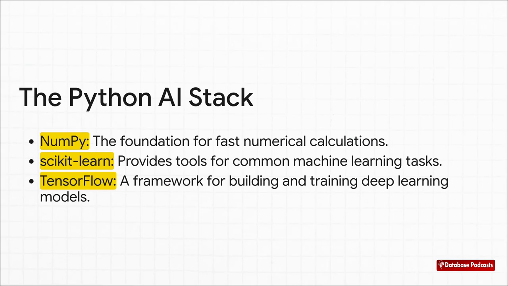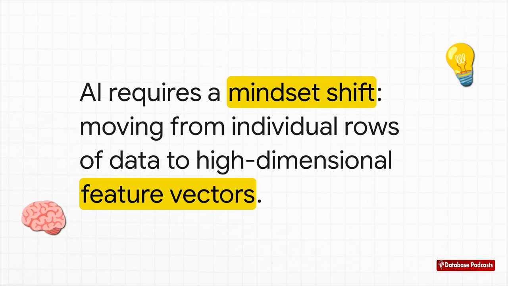And this whole ecosystem is built on that speed. At the foundation, you have NumPy doing the heavy lifting with the math. Then you have libraries like scikit-learn on top for all the common stuff, like splitting data. And then you have the big frameworks like TensorFlow that use all that power to actually build and train the models. It's all one big, powerful stack. So if we boil this all down, what's the one big thing to remember? It's that moving from the world of relational data to AI requires a complete mindset shift. You have to stop thinking about clean individual rows and start thinking in terms of these massive high-dimensional feature vectors.